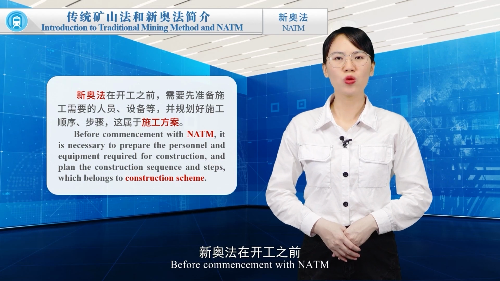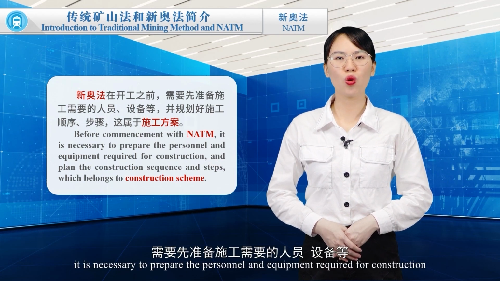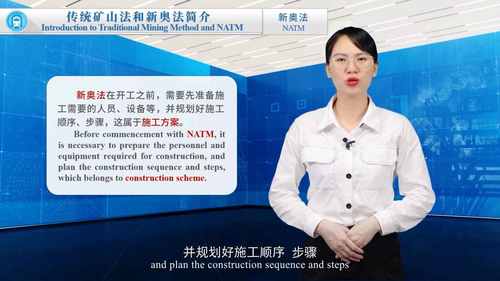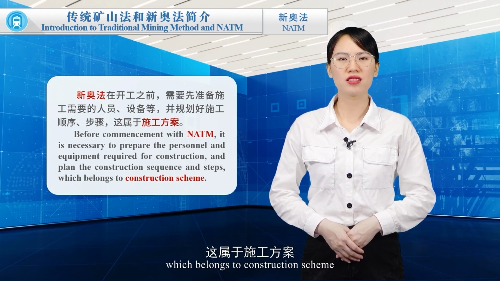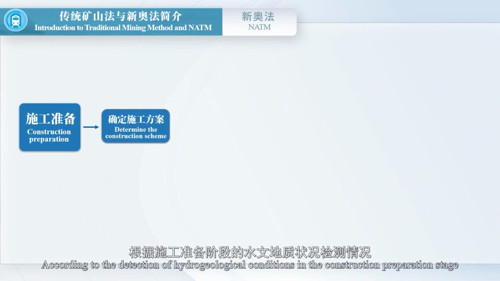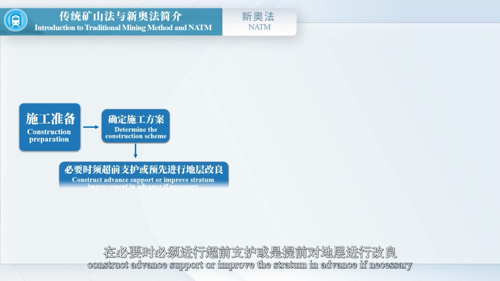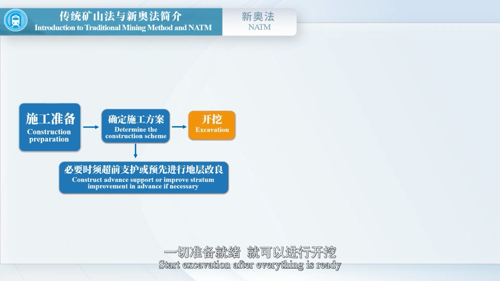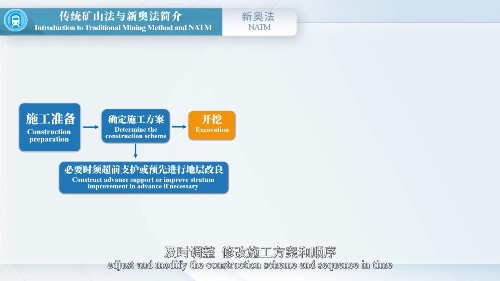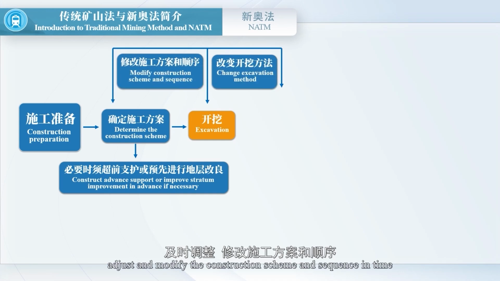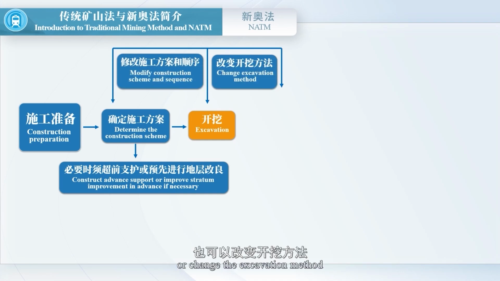Before commencement with NATM, it is necessary to prepare the personnel and equipment required for construction and plan the construction sequence and steps, which belongs to construction scheme. According to the detection of hydrogeological conditions in the construction preparation stage, construct advanced support or improve the stratum in advance if necessary. Start excavation after everything is ready. According to the excavation situation, adjust and modify the construction scheme and sequence in time, or change the excavation method.